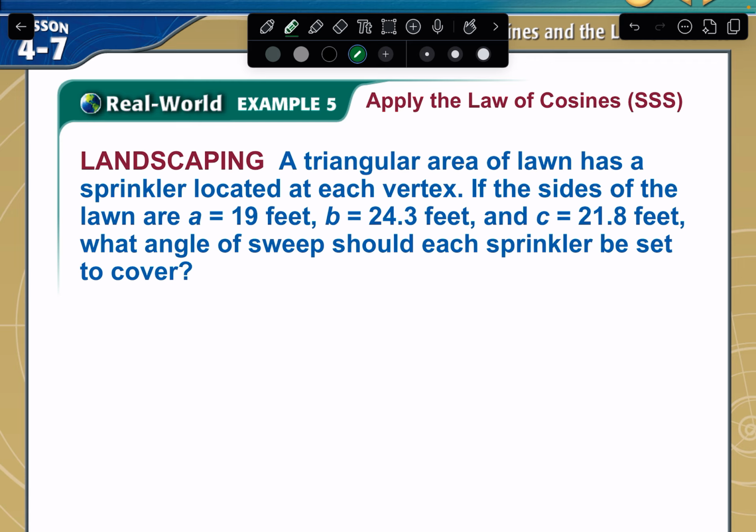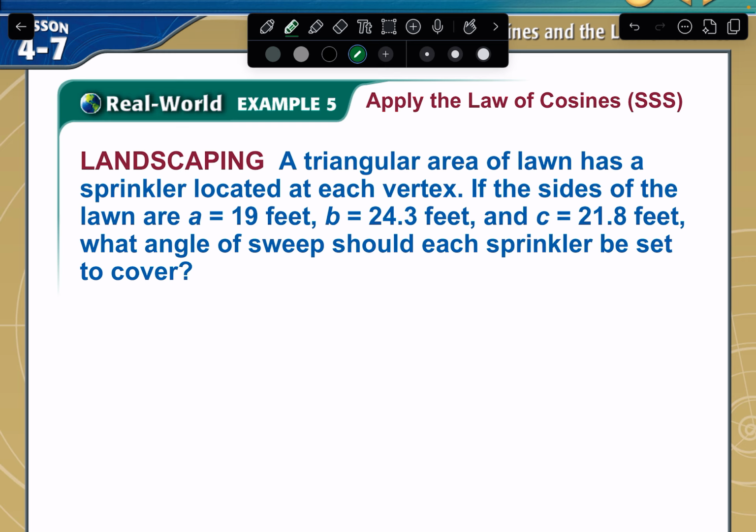So for this question, it says a triangular area of lawn has a sprinkler located at each vertex, so your corners of your triangle. If the sides of the lawn are A is equal to 19, B is equal to 24.3, and C is equal to 21.8, what angle of sweep should each sprinkler be at to cover the lawn? So it's asking you to find all three angle measures for this question.